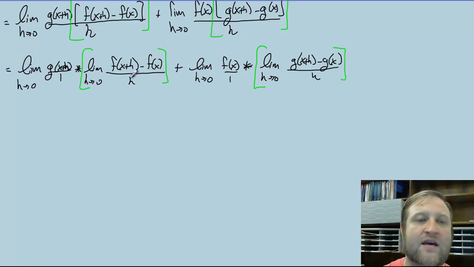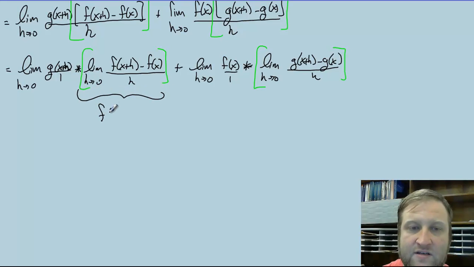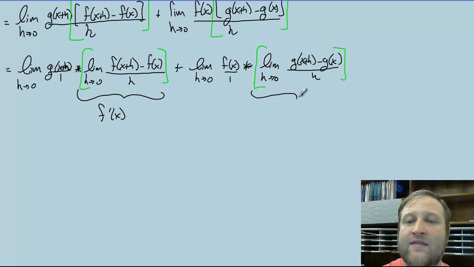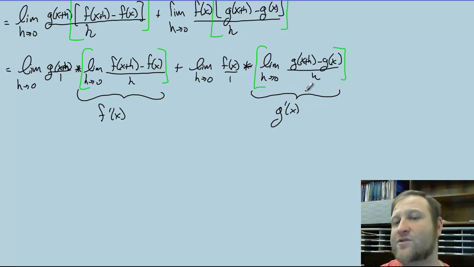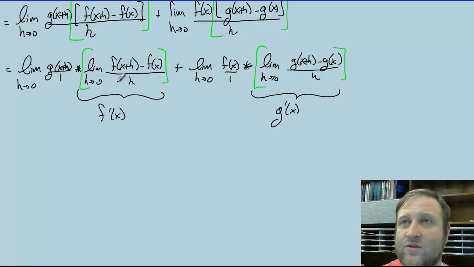So notice these two limits are just the definition of the derivative of your original function f, and this is the definition of the derivative of your original function g. This is the definition of the original function's derivative f prime of x, and this is the definition of the original function's derivative g prime of x.